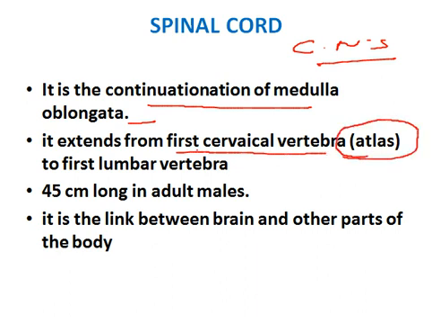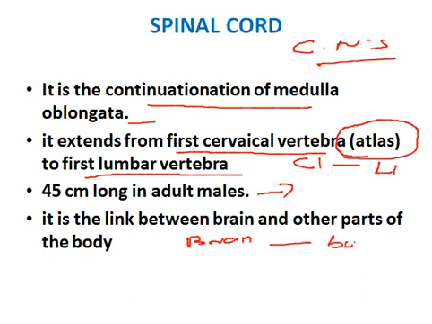Sometimes a question may ask: the spinal cord starts from the first cervical vertebra and ends at the first lumbar vertebra. Okay, so C1 to L1. What is the name of the first cervical vertebra? It's atlas. Normally it is 45 centimeters long, and this is the link between the brain and other parts of the body. So who connects the brain and other parts of the body? That is the spinal cord. So this is the link.